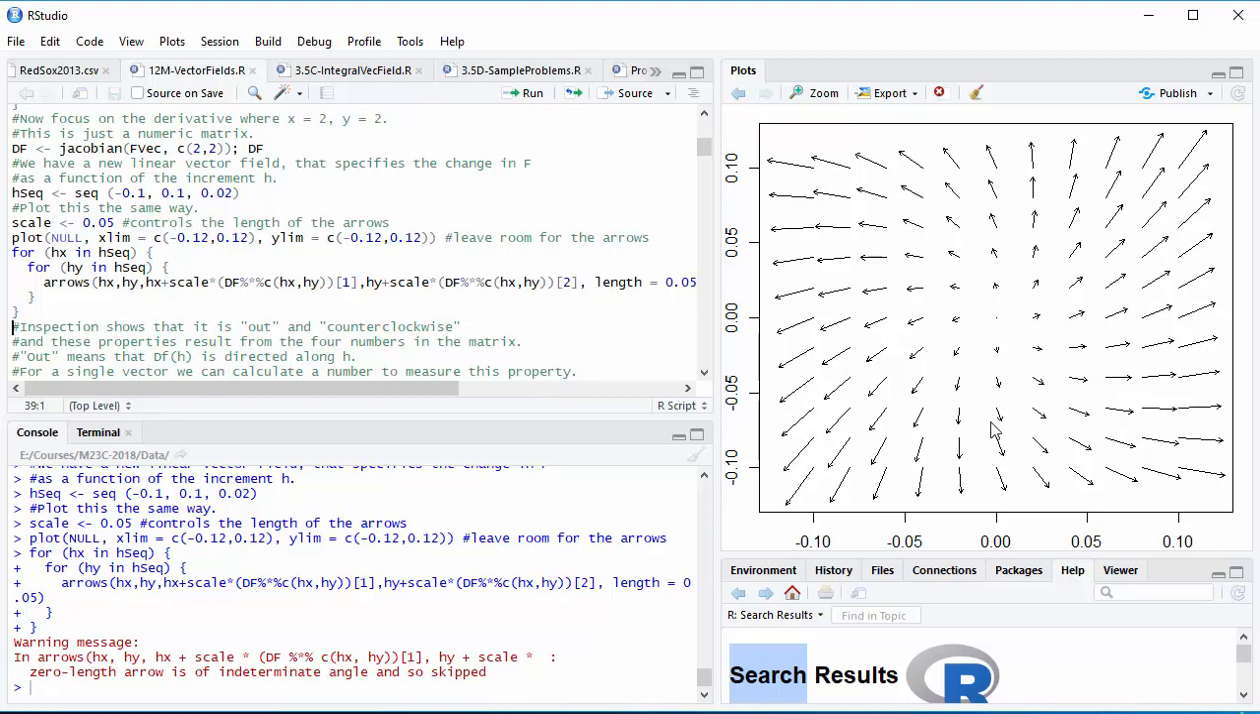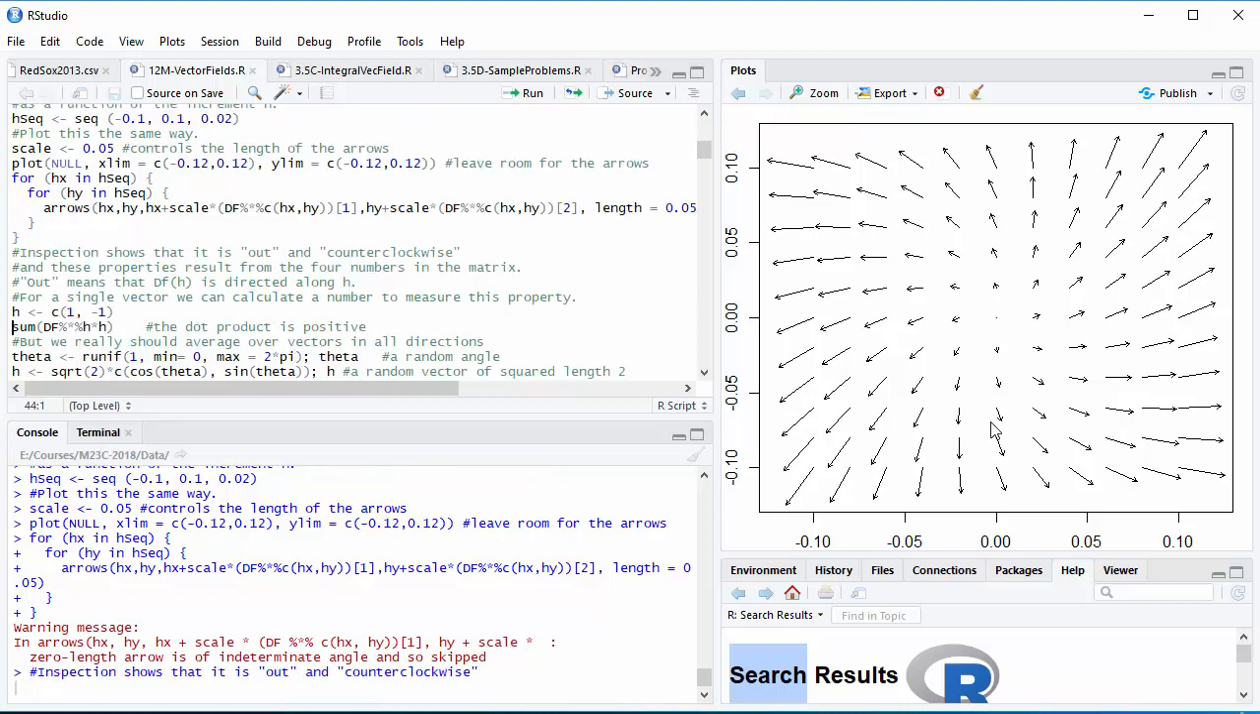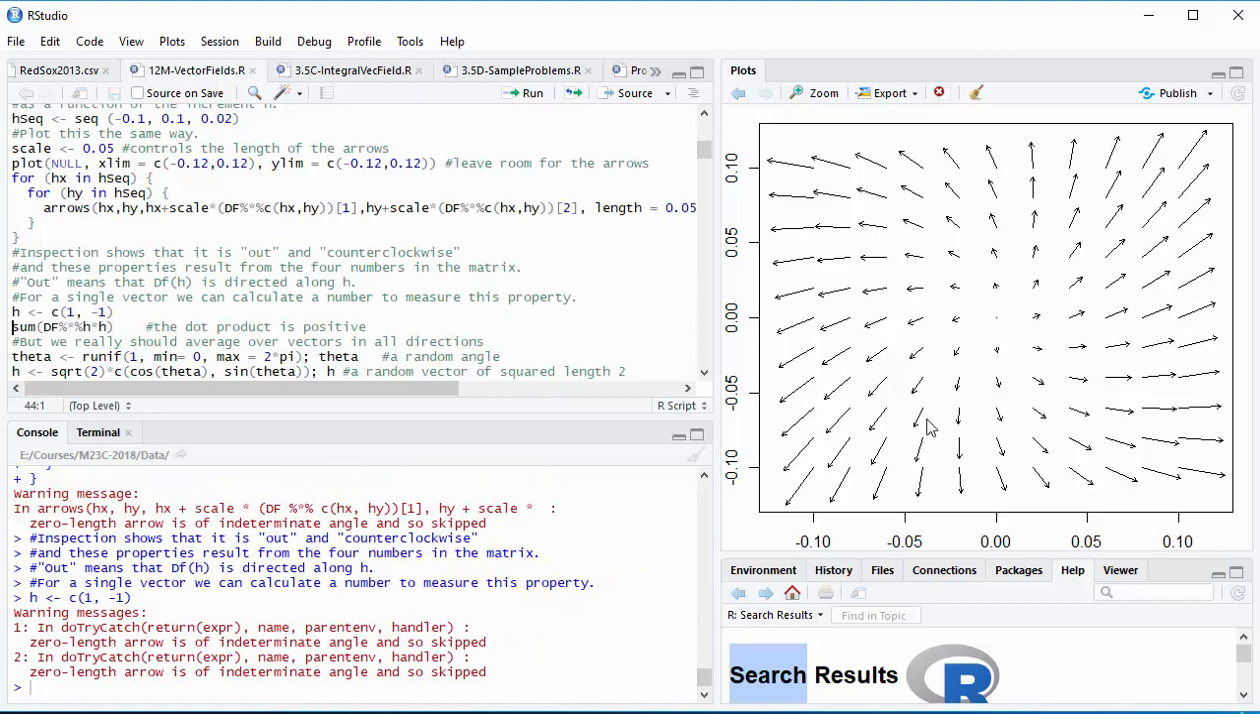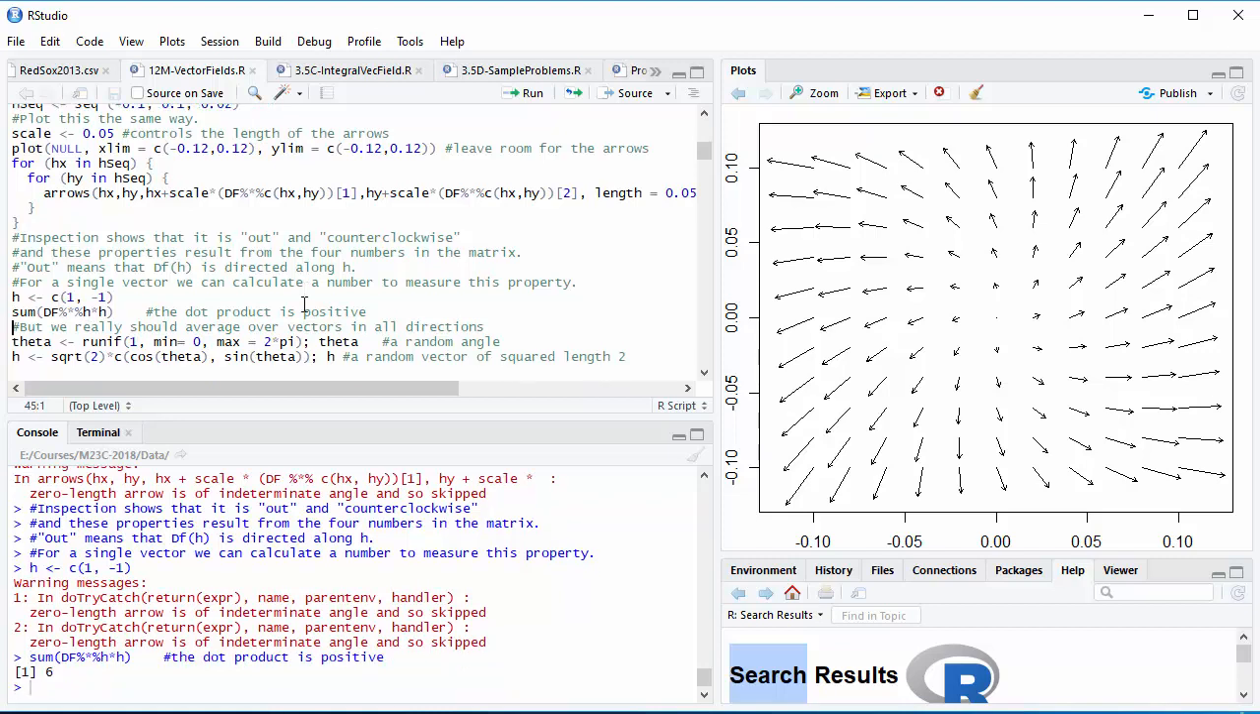The outness is going to turn into divergence. The counterclockwise-ness is going to turn into curl. So let's figure out how we can calculate these. Take a specific increment vector, x component 1, y component minus 1. I can take this Jacobian matrix, a 2 by 2 matrix, apply it to that increment vector and take the dot product with the increment vector. And for this specific example, I got 6.